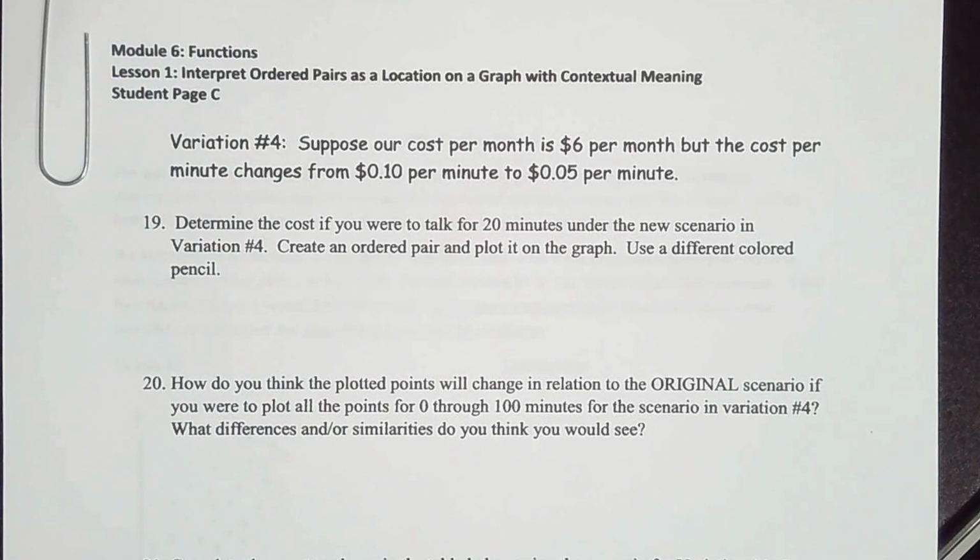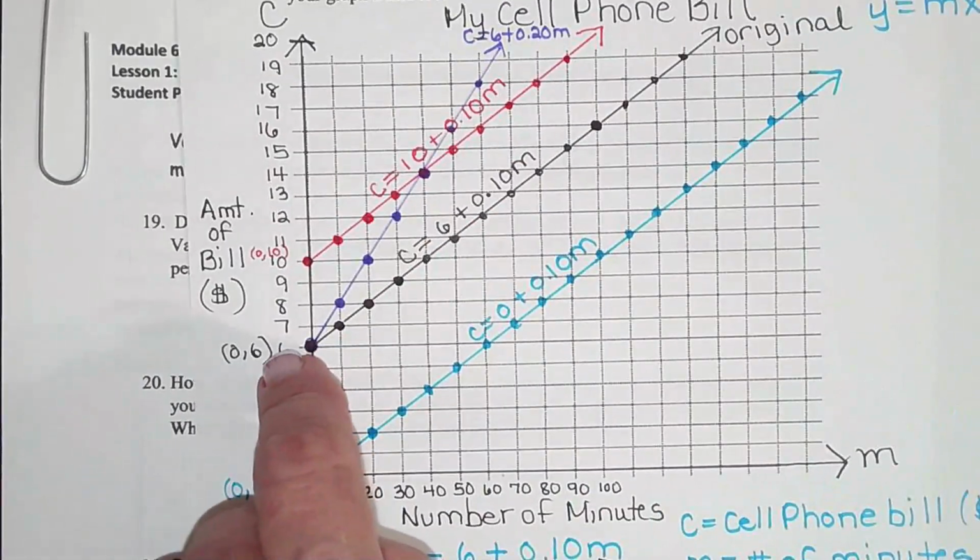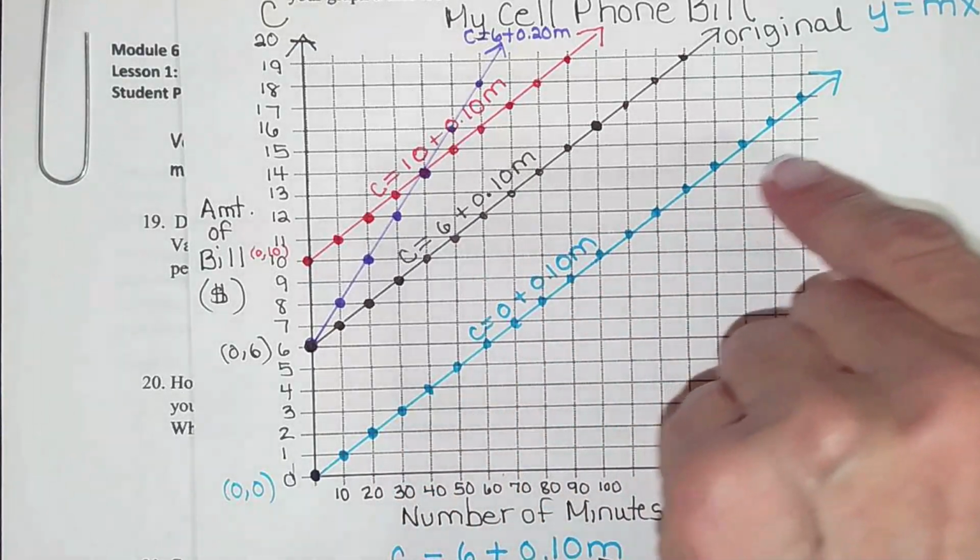Let's do this. Suppose our cost per month is $6 per month, but the cost per minute changes from 10 cents per minute to 5. So instead of the rate of change going up, now the rate of change is going down, which means we'll have a flatter line. Larger slope or rate of change, faster the line goes up. Smaller slope, it goes up more slowly, so it will be a flatter line than any of the others. It won't be as steep.